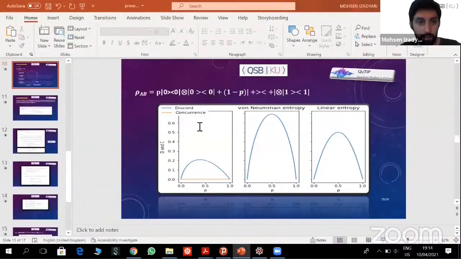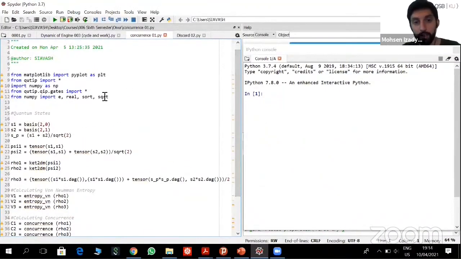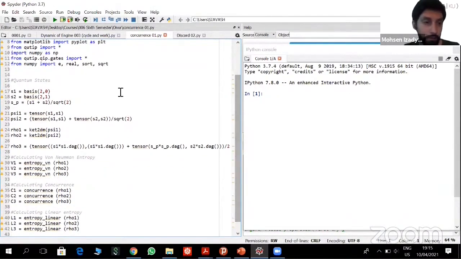Okay, I hope you can see them. Here, in the Python environment, I'm using in fact a Spyder environment for my Python. So at first I introduced the basis S1 and S2. This is the 0 and 1 in our quantum information calculations, and this is the SP. This is the superposition between S1 and S2.